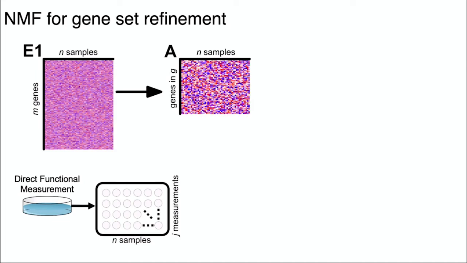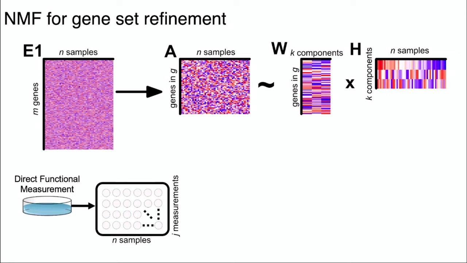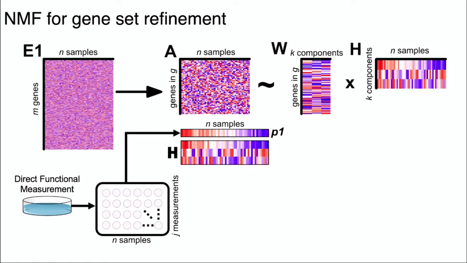We then extract the gene expression profiles for the gene set genes, and this matrix is then subject to non-negative matrix factorization, a dimensionality reduction that yields two smaller matrices whose product approximates the original. We then select a direct measurement to which we would like our gene set to correspond, and compare it to the H matrix from the decomposition, which has a column representing each sample from the original gene expression matrix.